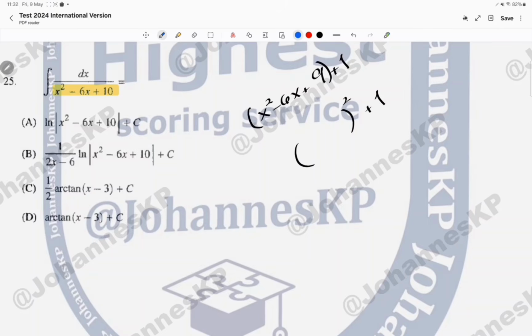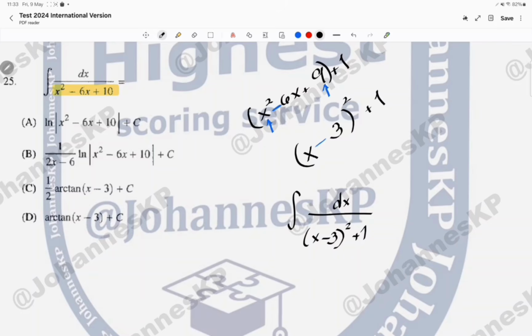Now, you take that x squared, and you do what with it? You square root it. Yes. You take that 9, and you square root it. 3. You take that negative, and put it here. So now we're going to have dx over (x minus 3) squared plus 1.